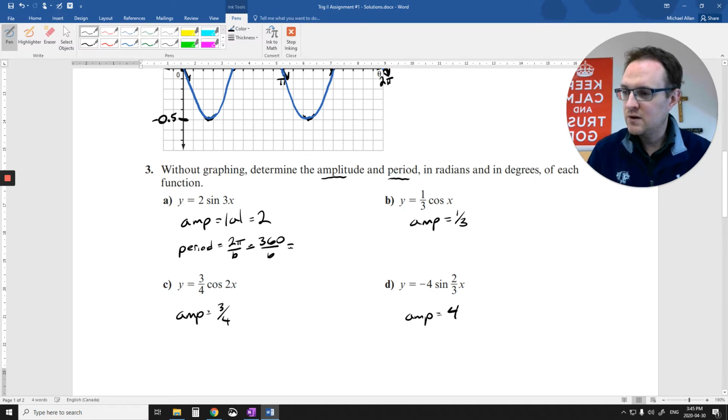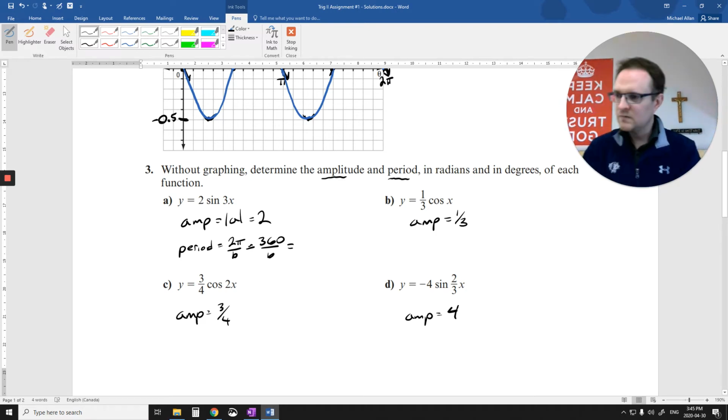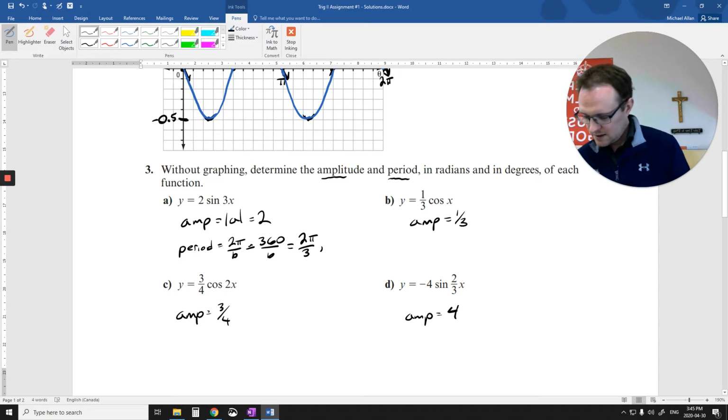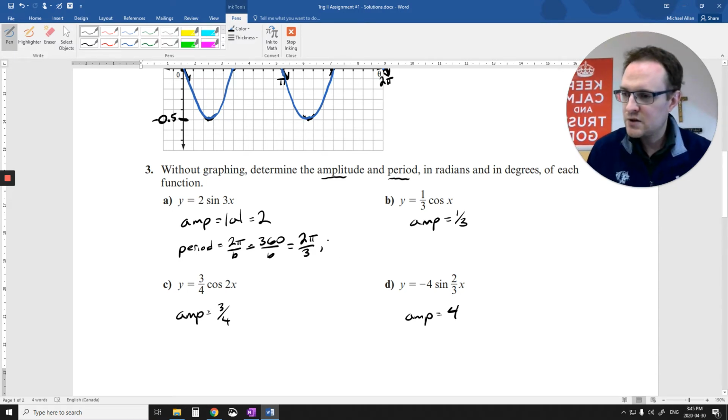So I can do both of those in one step. Well, the first one's pretty easy. I'm going to try to keep this exact value. So 2 pi over 3 is one of my answers. And I'm just going to go 360 divided by 3. So I should get 120 degrees. So there's my 2 periods.